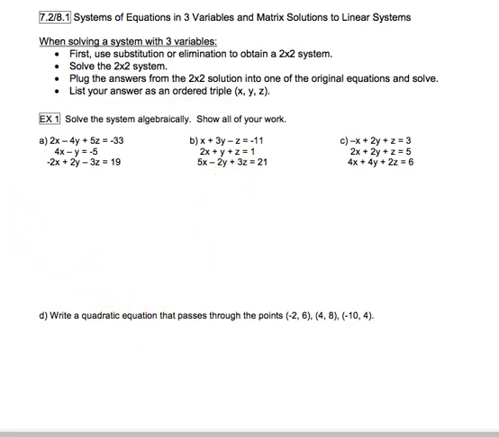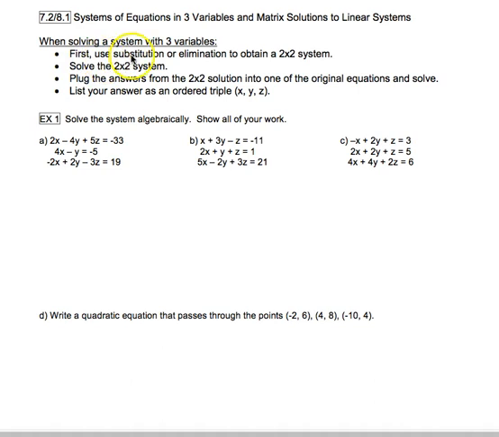All right, so today we are going to review 3x3 systems of equations. We're also simultaneously going to review how to convert systems into matrices so that we can solve them that way. So when we are solving a system with 3 variables by hand, which you are going to be required on your quiz to solve one of the 3x3s by hand.